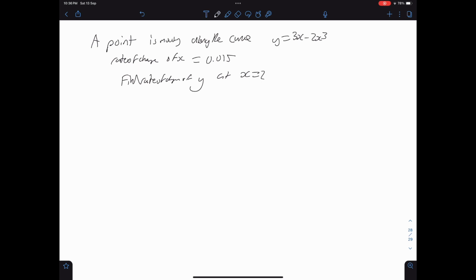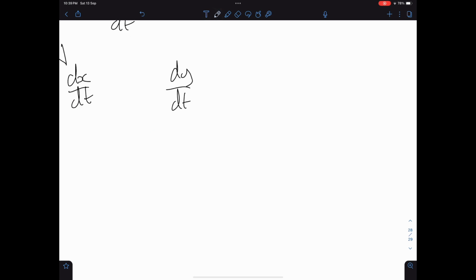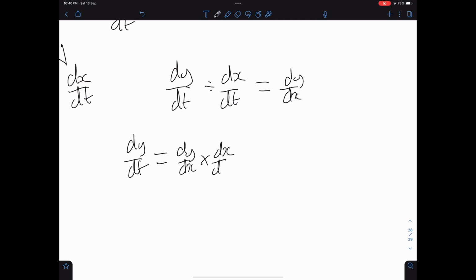So what we would do is, I would say that the rate of change of y is dy/dt, and the rate of change of x is dx/dt. T is time. So dy/dt divided by dx/dt, or is that the other way around? Yes, no, that's correct, is equal to dy/dx, because it's multiplied by the reciprocal. So dy/dt will simply equal dy/dx multiplied by dx/dt.